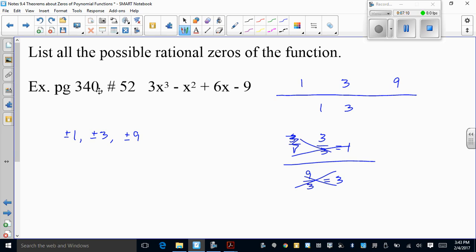Nothing like realizing you made a mistake first. I forgot about the 1. I was looking, going, I'm missing something. I forgot about the 1. If I take 1 and divide it by 3, I don't have that one. So the only other one I forgot was the 1/3 plus or minus. So really there are 8 possible zeros on this one.